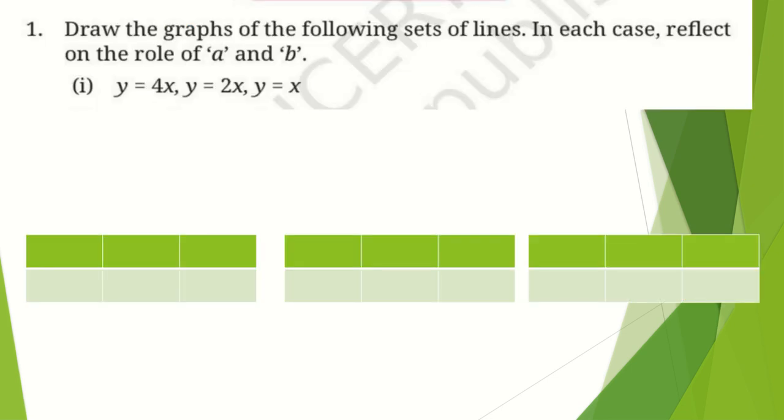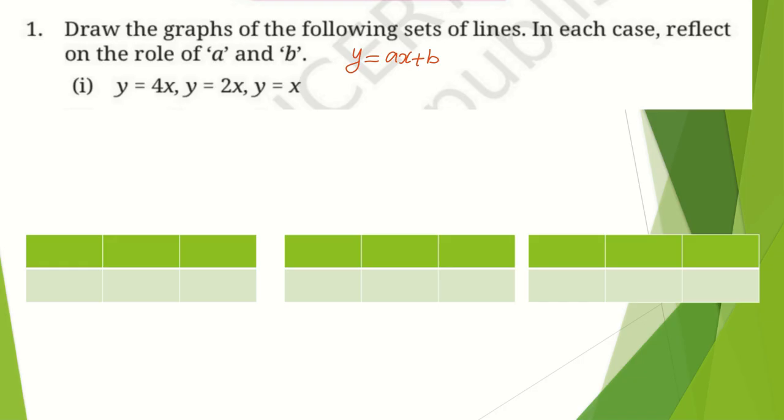So this is our first question from exercise 2.6. Draw the graph of the following set of lines. In each case, reflect the role of a and b. Our general format is y = ax + b. In the first part it is y = 4x, the second part y = 2x, and the third part y = x.